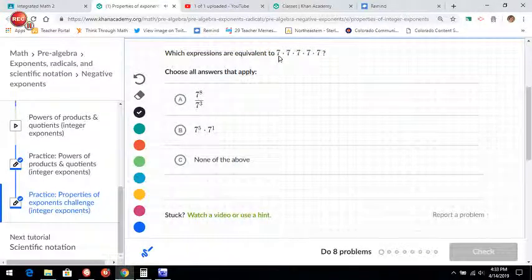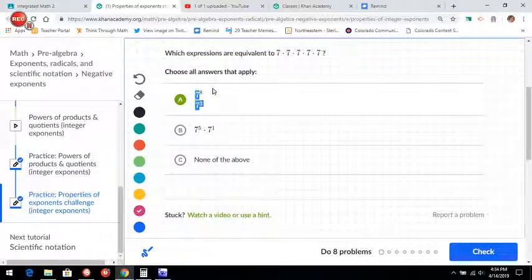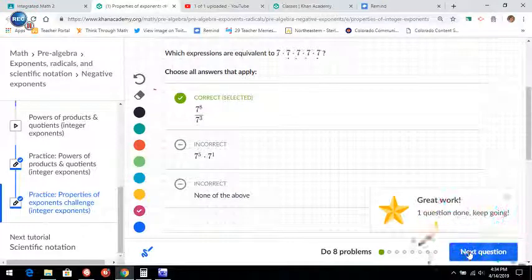Which expressions are equivalent to 7 times 7 times 7 times 7 times 7, 7 times itself 5 times? Well, this is going to be 7 to the 5th because when I divide powers, I subtract the exponents. So if I do 8 minus 3, that is 5. So that's correct. This is not correct because I would add 5 and 1 and get 7 to the 6th, but this is just 7 to the 5th. Okay, so that's it.